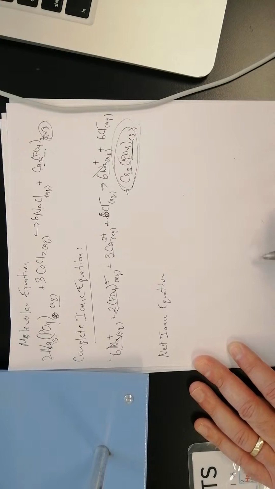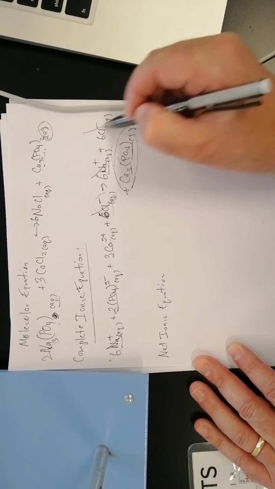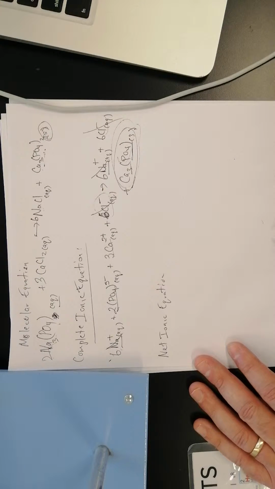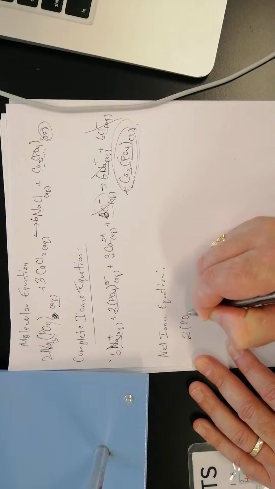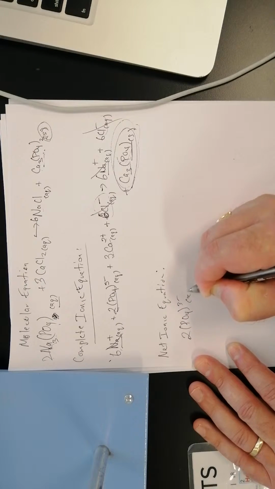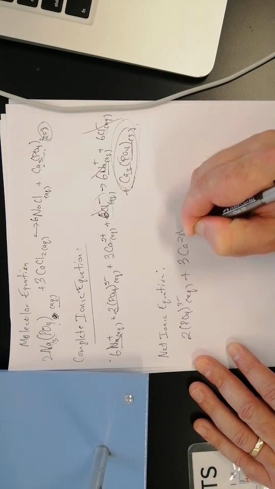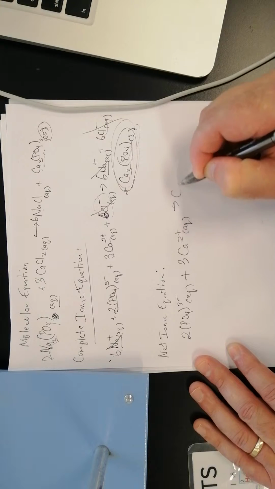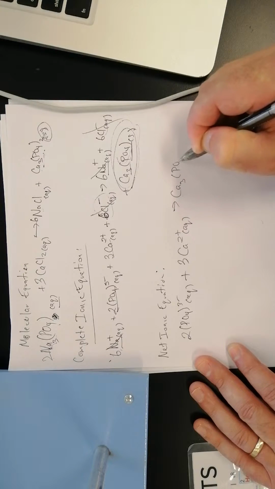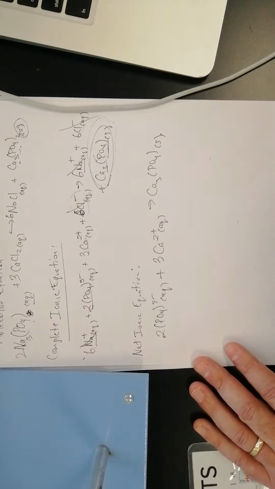Calcium's involved here, so it's not a spectator. Chlorine is a spectator, it's not involved. So, what do we write then? For an ionic equation, we write 2 PO4, 2 phosphate ions, aqueous, plus 3 Ca2 plus aqueous, gives us Ca3PO4 solid. Okay? That's what we do there.